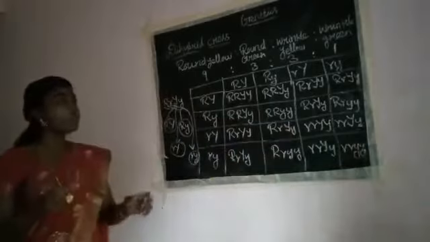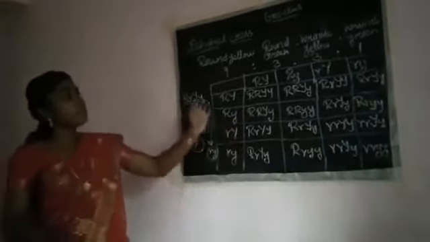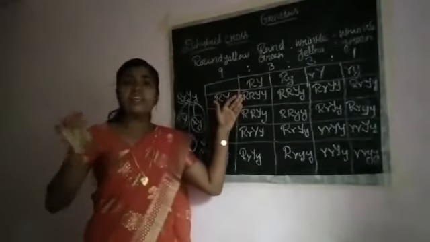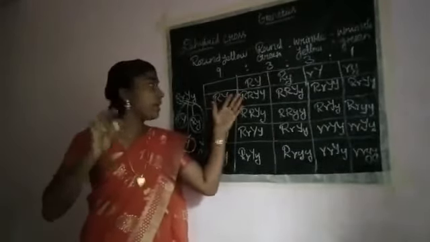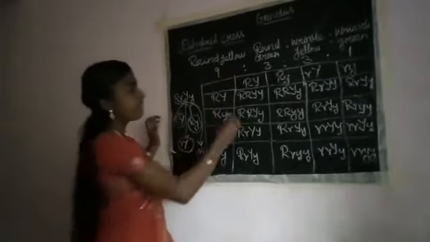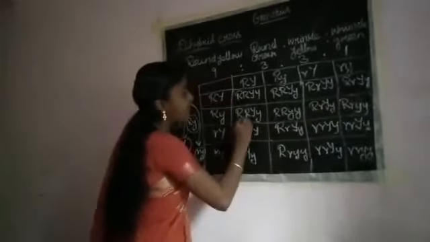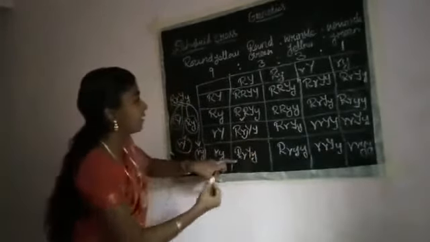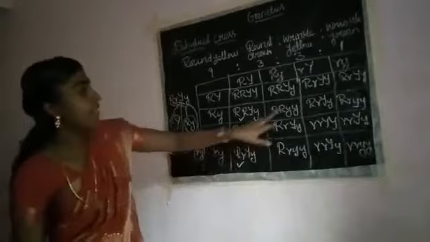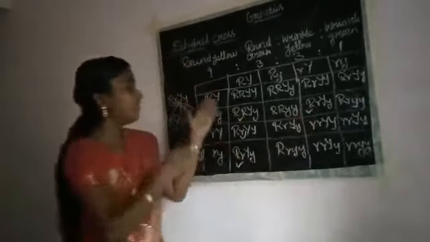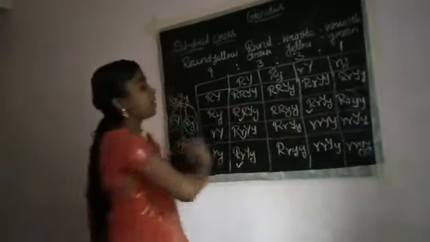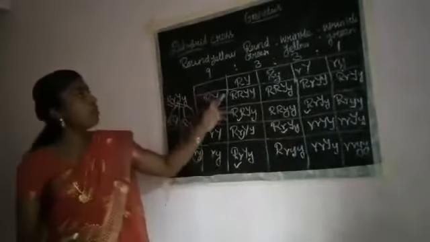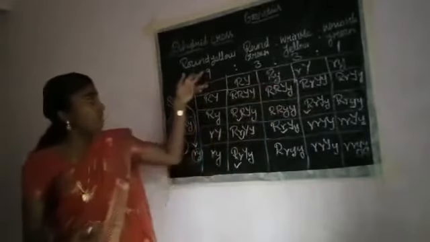So when we observe this phenotype, where capital R and capital Y are present, it is denoted as a round yellow. That is, the first row fully is round yellow, here also round yellow, here also round yellow, and here also round yellow. Then here also round yellow is present. When we count these, 9 round yellows are present.